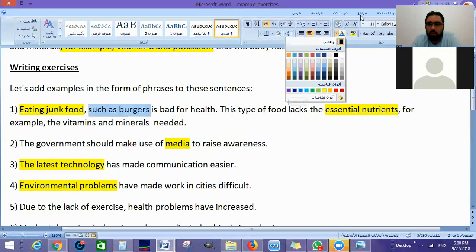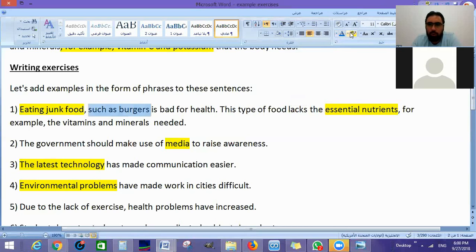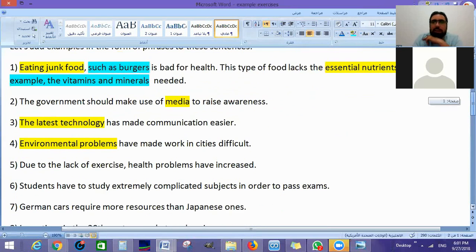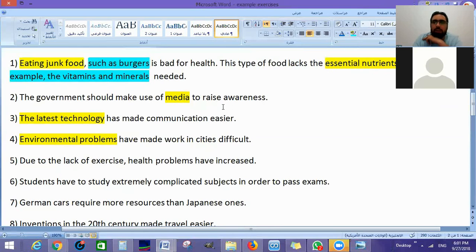Let's highlight. So we could use that. Here an example. Okay. So let's move on to number 2. The government should make use of media to raise awareness. So we said media. Can you give me an example of media? Yeah, media such as print media, television media.